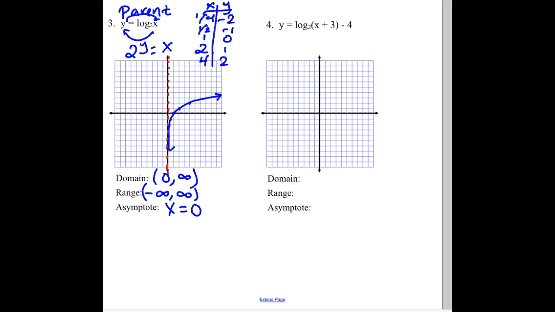All right, question 4. We are going to start with the same parent function that we had in question 3, y equals log base 2 of x. So we're going to start with those same points. Take a minute and get those graphed. But now we have to identify the transformation we've done. In example 4 here, this plus 3 next to our x is going to shift it left 3, and the minus 4 at the end is going to make us move down 4.